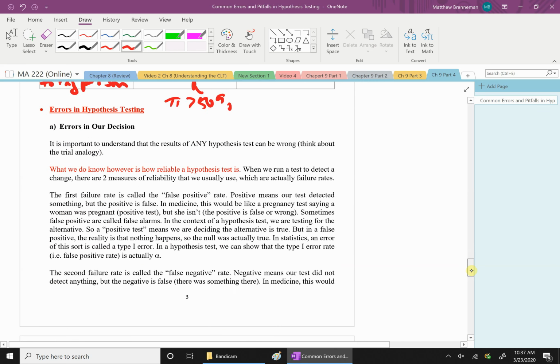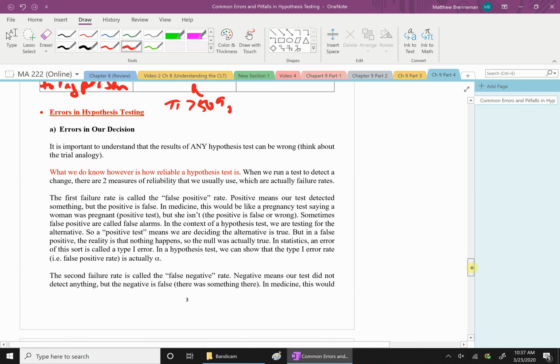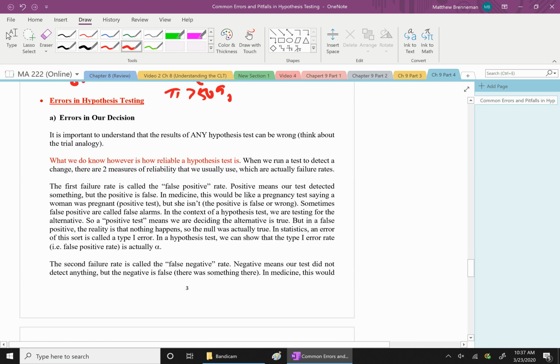The last topic we want to touch on is errors in hypothesis tests. It's important to understand that whenever you have a conclusion for a hypothesis test, there's always a chance that you're wrong. The only reason why we use hypothesis tests is not because we know on any one particular test if it's true or not, because we don't. It's just that we know how reliable the test is.